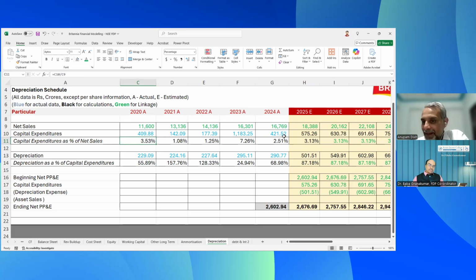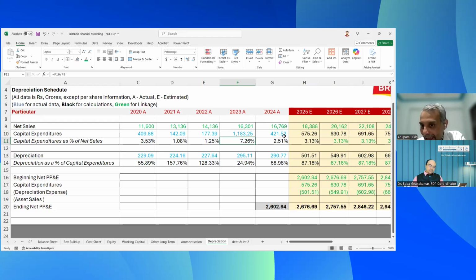Now, what is the capital expenditure as a percentage of sales? We observe it has been 3.53, 1.08, 1.25, 7.26, 2.51, right? Now, practically, when we do modeling, we take an average of it. Generally, when a company does a capital expenditure, let's say their capacity utilization has come to 80%, right? Now they will add one plant, which will increase their capacity by 25%. So in that one year, they will make a huge capital expenditure. For the next 2-3 years, there will be just a normal maintenance level of capital expenditure, right?